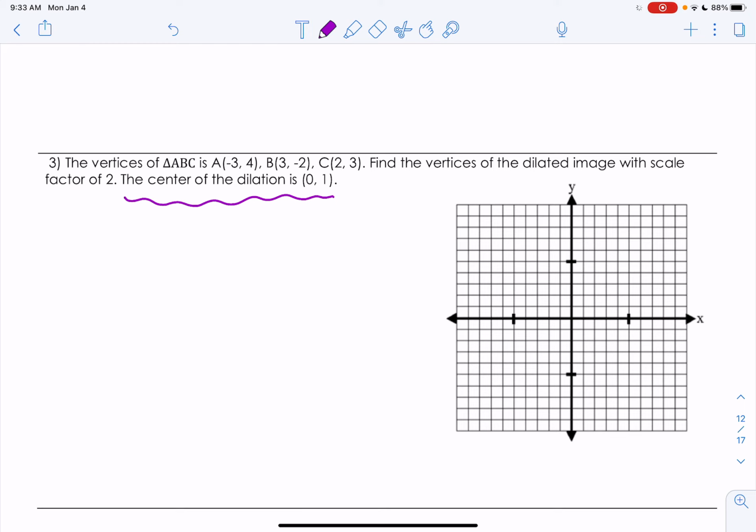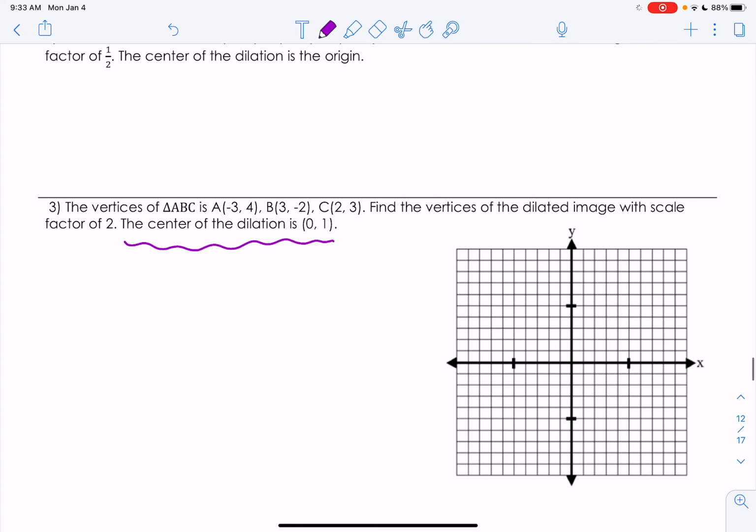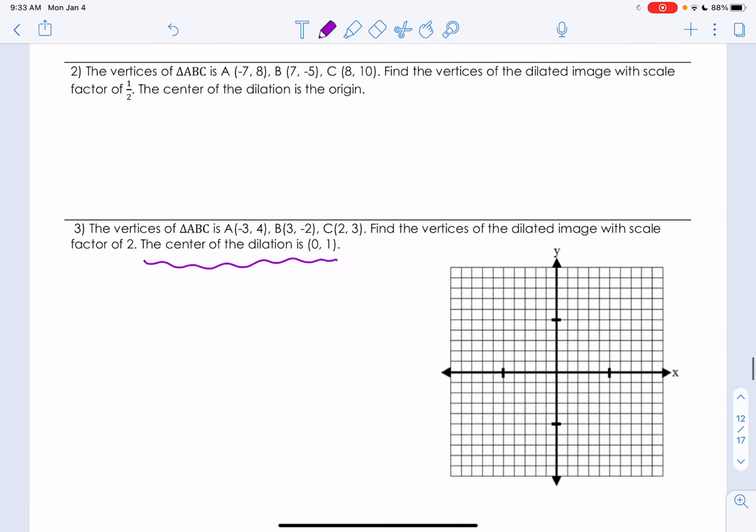Okay, so you can't do regular scalar multiplication here, but I want you guys to try this one on your own anyway. Okay, give it a shot. Try it on your own and see if you can figure out how exactly we do dilations where we don't have a center of dilation that's the origin. All right, so go ahead and give these two a shot. And again, like I said, we will talk about them more in depth tomorrow.